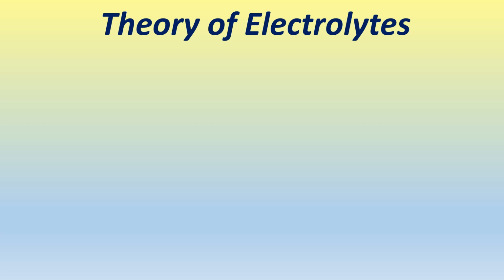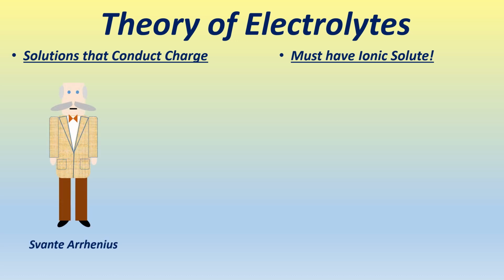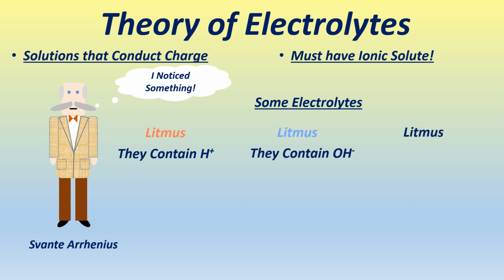Eventually, scientific method took hold, and the theory of electrolytes was developed. Electrolytes, very simply, are solutions that conduct charge. In order to conduct charge, they must contain charged particles, so the solute must be ionic. A scientist named Svante Arrhenius was the first one to look into this phenomenon. He examined it very closely and noticed that some of the electrolytes he looked at turned blue litmus red. Those contained H+. Things that turned red litmus blue contained OH-, and other electrolytes did not change the color of litmus at all.